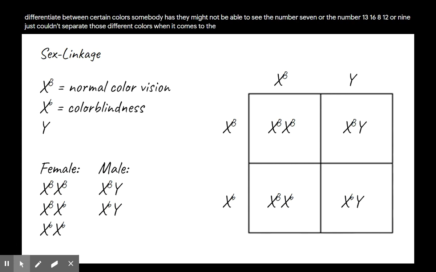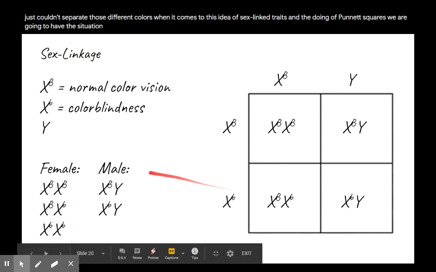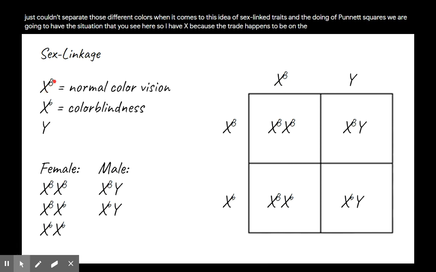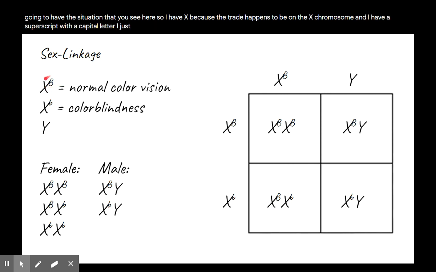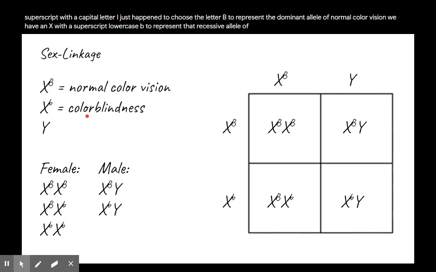When it comes to this idea of sex-linked traits and the doing of Punnett squares, we are going to have the situation that you see here. I have X because the trait happens to be on the X chromosome, and I have a superscript with a capital letter. I just happen to choose the letter B to represent the dominant allele of normal color vision. We have an X with a superscript lowercase b to represent that recessive allele of colorblindness.